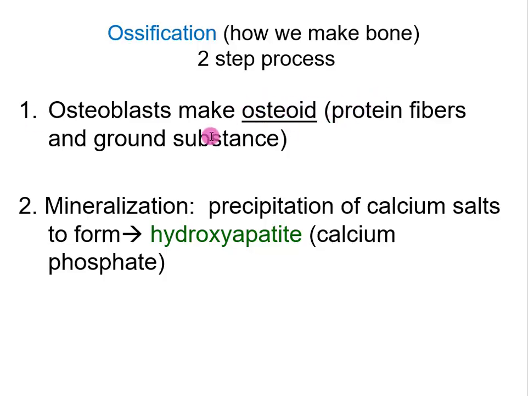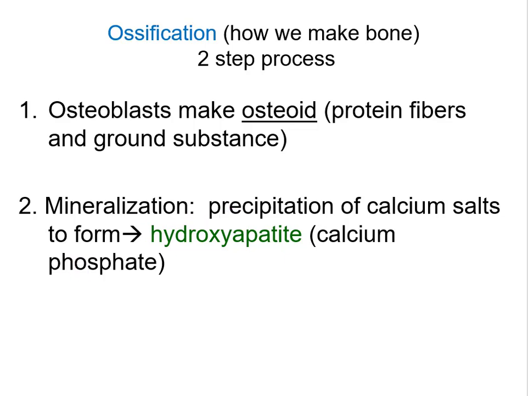Okay. The next thing that happens is mineralization, which is precipitation of calcium salts to form this thing called hydroxyapatite. So what I want you to see, mineralization is when you end up depositing calcium on top of this osteoid framework. And the mineralization is what's going to make bones hard.